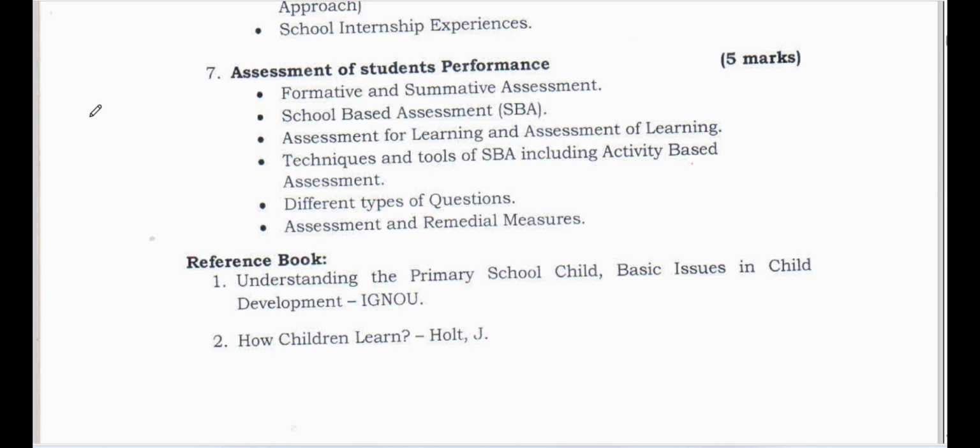Now assessment and remedial measures. So assessment I have already told you. Now what are remedial measures? So see, when you are teaching a particular topic in the classroom, you never know how much the child has understood, right? Suppose you have a classroom of 40 students and from there you see that 10 students are not able to understand or need more time in order to understand what you are teaching. They are not able to cope up with the pace you are teaching in the normal classroom.